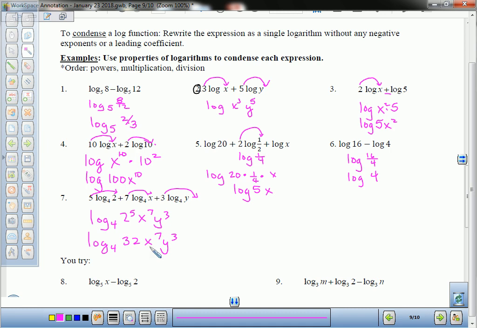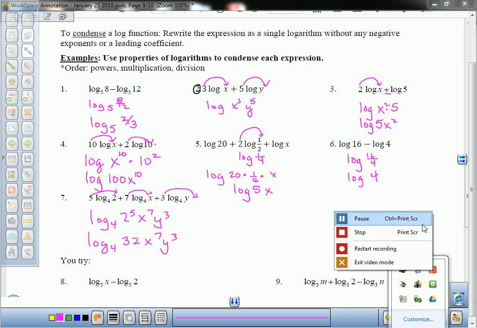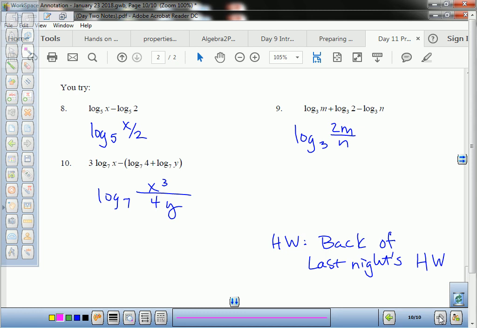Okay, so you take a minute and you try the next couple. All right, so there they are. If you have any questions about these, let me know. And tonight's homework is on the back of last night's. Remember, we skipped day 10. That was one of the days we chose to eliminate because that information wasn't as critical as the days we're keeping.